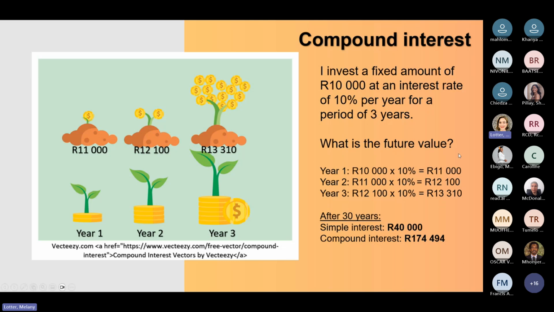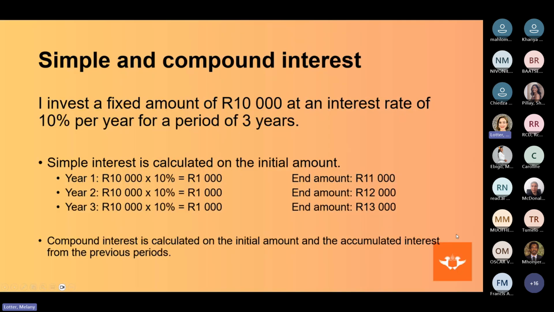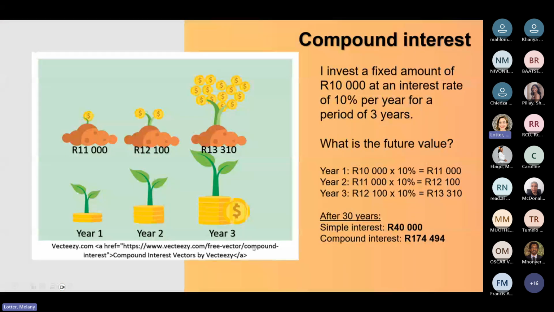So if we use this example and we say, okay, but after 30 years. Now some of you might sit here and say, okay, well, compound interest after 3 years is 13,310, okay, 13,000. If we do the simple interest, it was 13,000. So there's only a 300 Rand difference. It doesn't look like a lot. Does it look like a lot? Doesn't, after 3 years. But what is the scenario after 30 years?